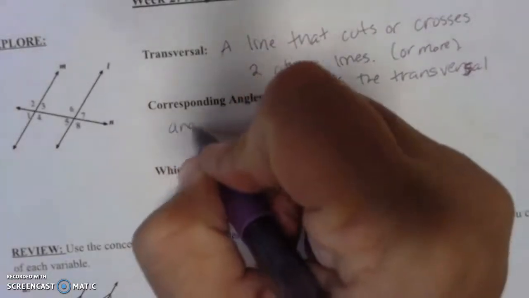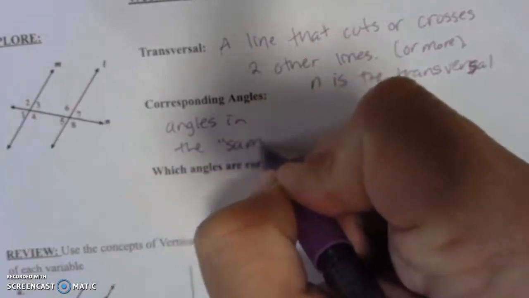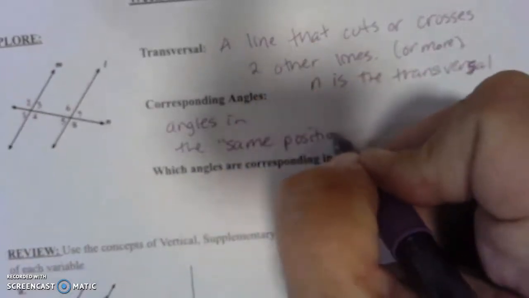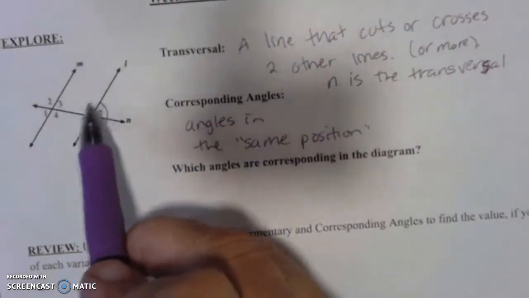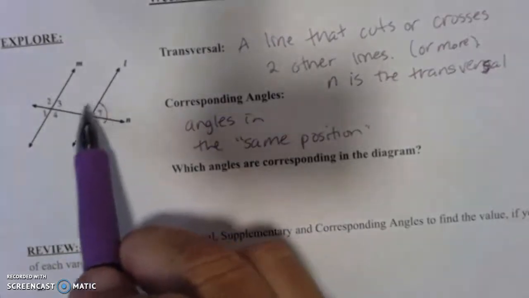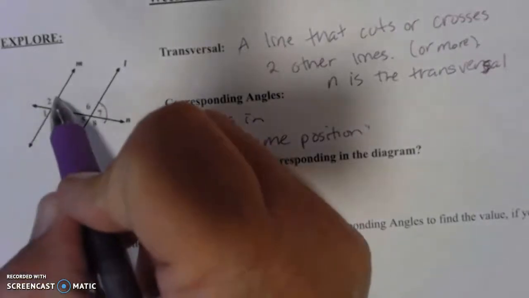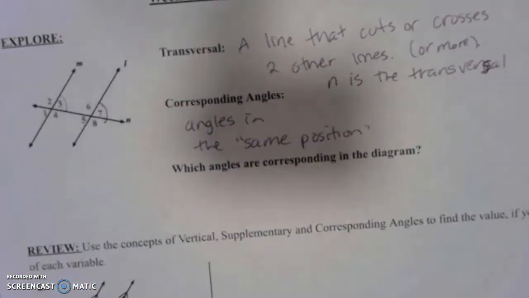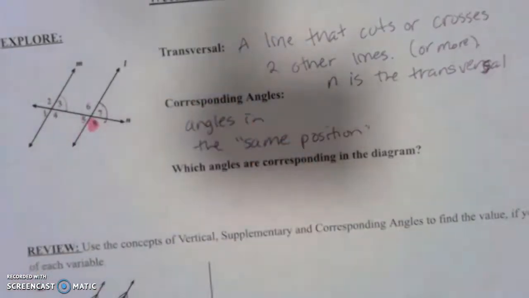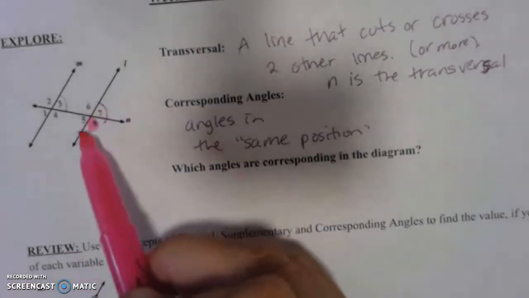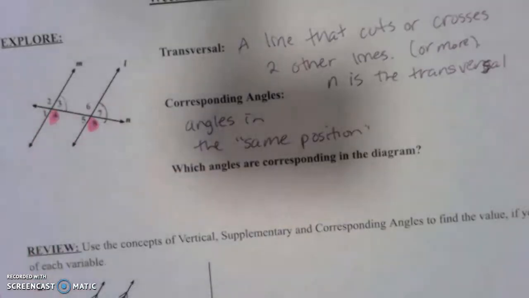Corresponding angles. Angles in the same position. Okay, so look at angle 7 right here. See how angle 7 is the top right of these four right here? Well, which one does it match up with? Which one is in the top right? This 3 right here. Those are corresponding angles. What about, let's take 8. What does 8 correspond with? 8 is below the 7, so what's below the 3 over here? The 4. Those are corresponding angles.